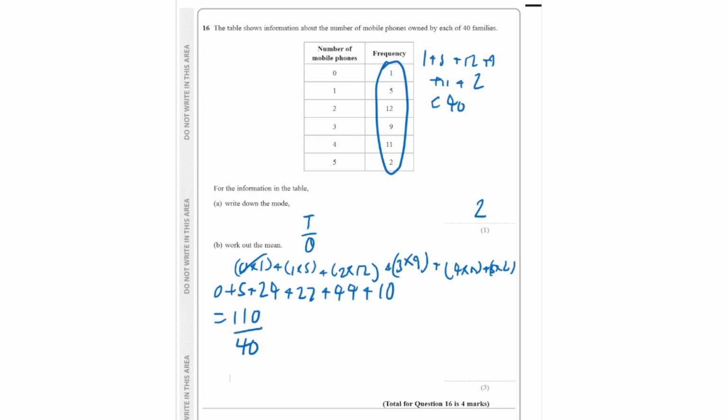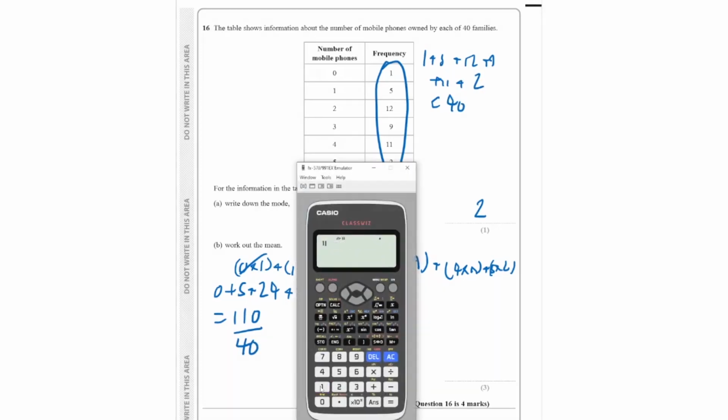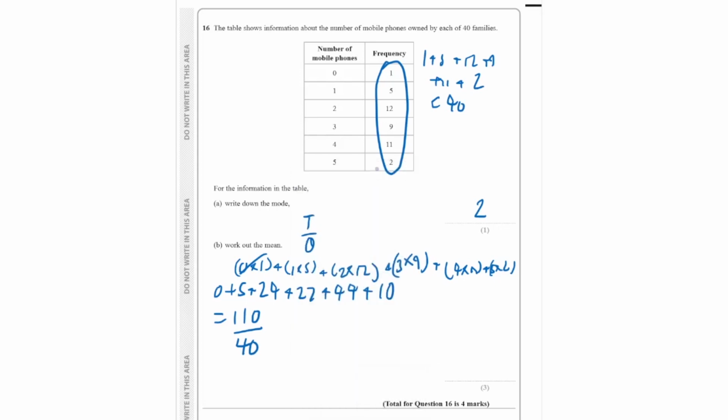Let's see if we can simplify this. 110 divided by 40 gives us 2.75 as the mean. 2.75 phones per family.